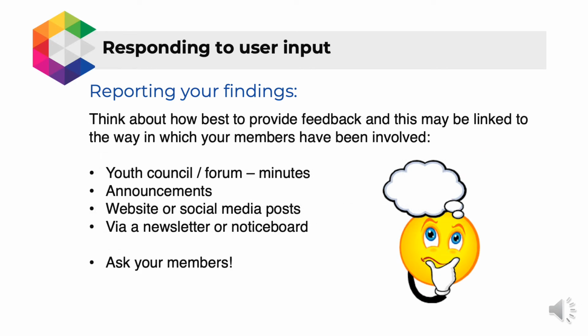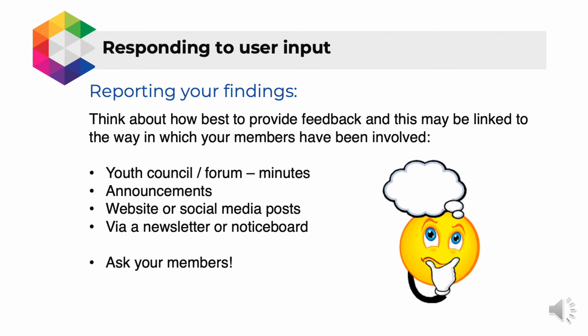So you'll need to think about the best way to provide feedback to ensure all of your members are updated, and this may be linked to the way in which your members have been involved. So for example, if you have set up a service user forum, you might have a system of providing minutes, or you may choose to allocate a small amount of time at the beginning of each meeting in order to give updates and feedback. And if your broader membership has been involved, for example, through surveys or consultation, you might want to give an announcement during a session.